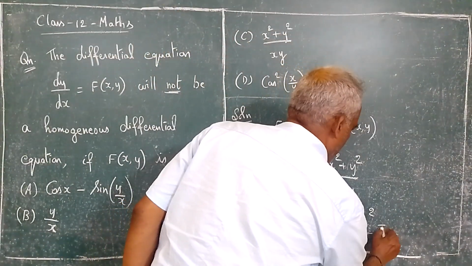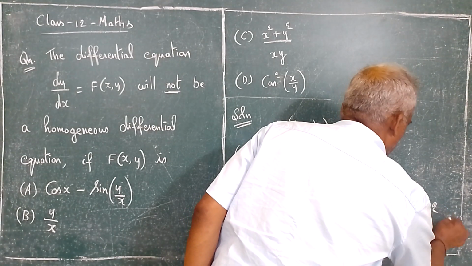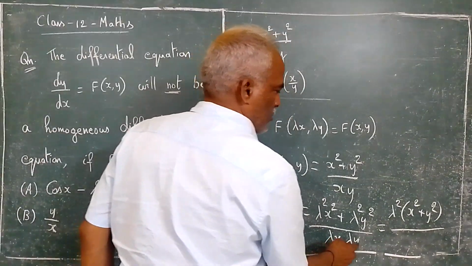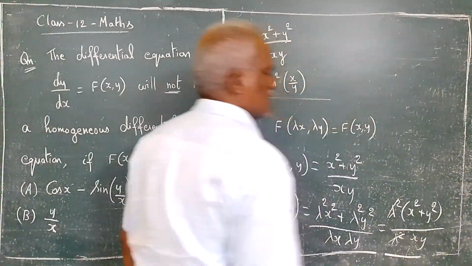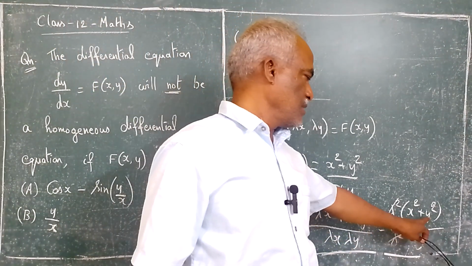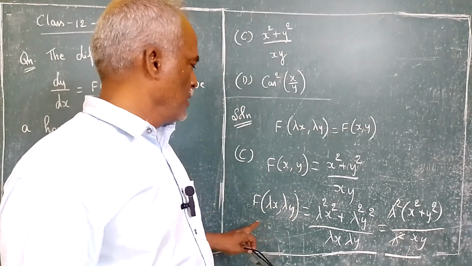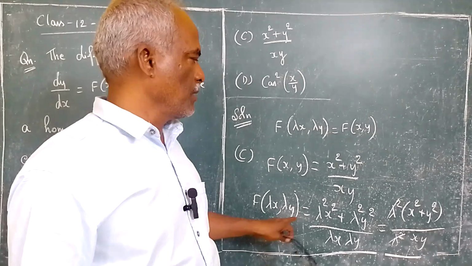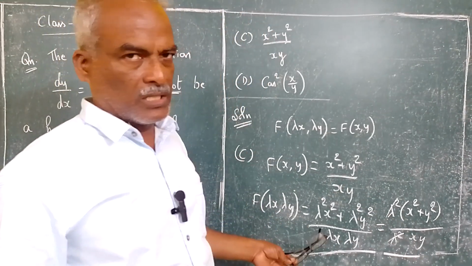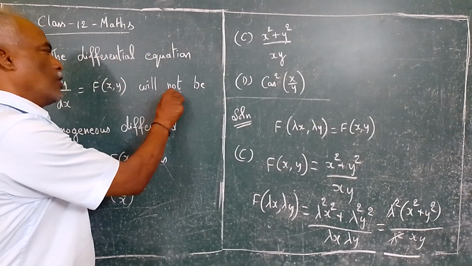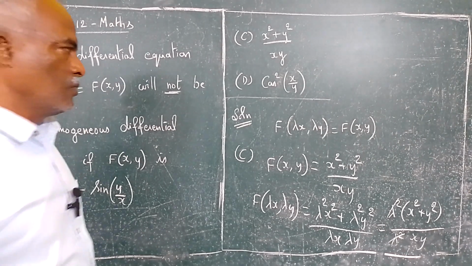Now if you see, lambda square is a common term. So x square plus y square by lambda into lambda, lambda square, x into y is xy. Now these two get cancelled out. Now we will be getting x square plus y square by xy. Now if you carefully see, f of x comma y is equal to f of lambda x comma lambda y. Both the answers are same. Therefore, it is a homogeneous equation. But in our question, it is given as not to be a homogeneous differential equation. So option C is also ruled out.